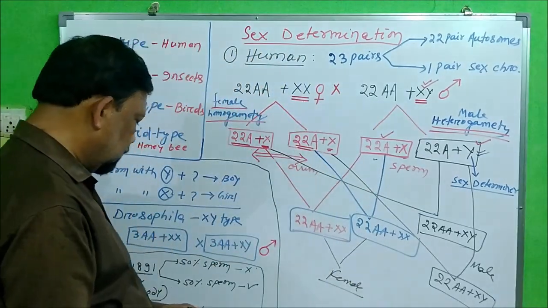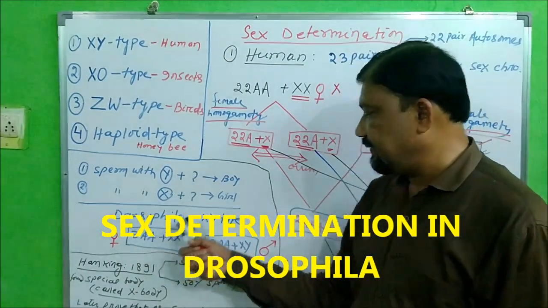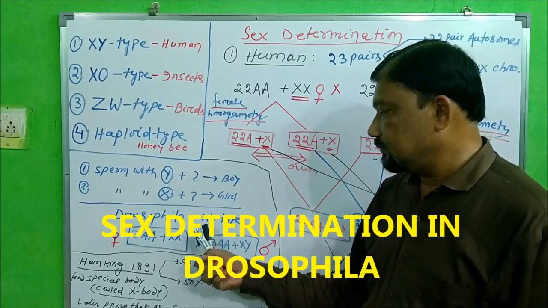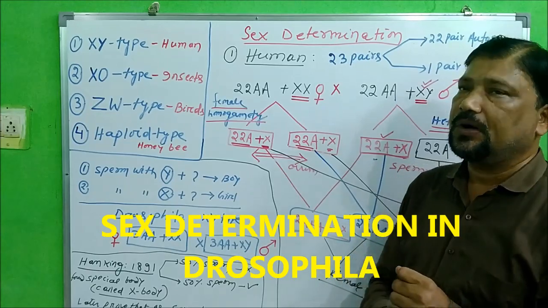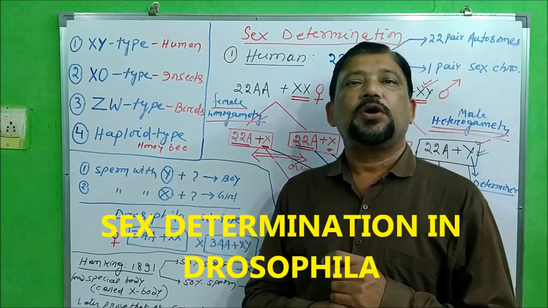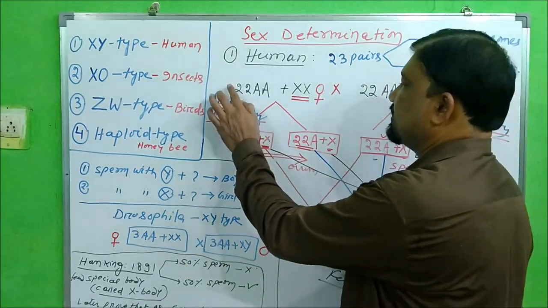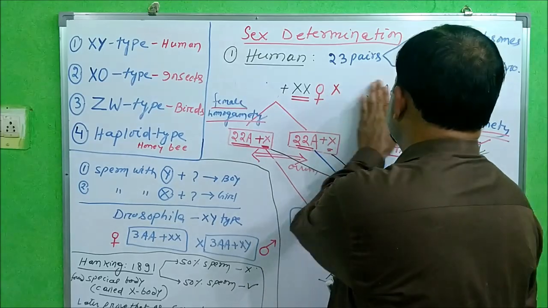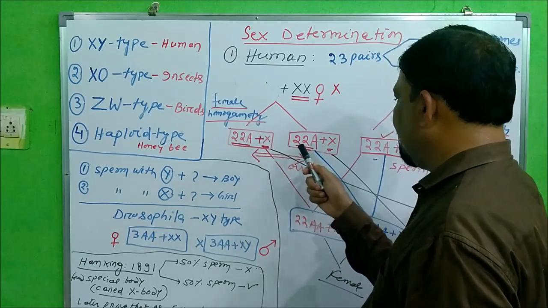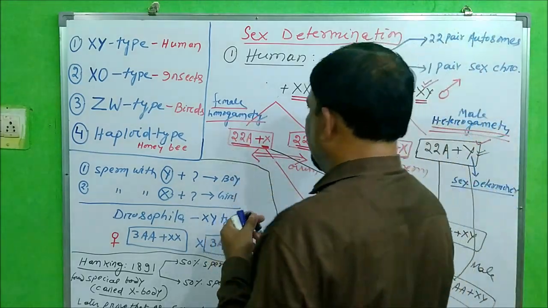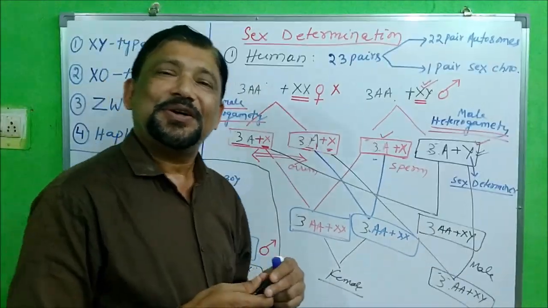The same formula is followed in the case of a fruit fly, the small fruit fly, that is Drosophila. Though it has sex chromosomes XY, the autosome number is not equal to humans; rather it has three pairs of autosomes. The same type of diagram we can make for Drosophila. Just remove this and this, and write 3AA everywhere 22 is written, and you can prepare the diagram. You will get the sex determination of Drosophila.